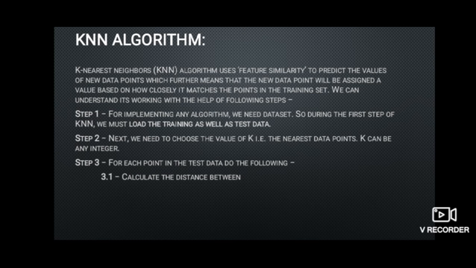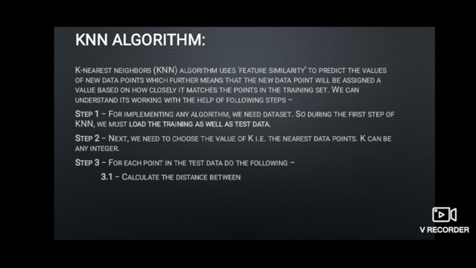K nearest neighbors algorithm uses feature similarity to predict the values of new data points, which further means that the new data point will be assigned a value based on how closely it matches the points in the training set. We can understand its working with the help of the following steps.